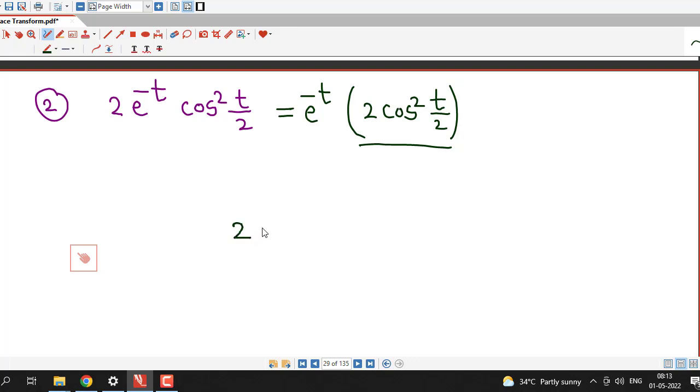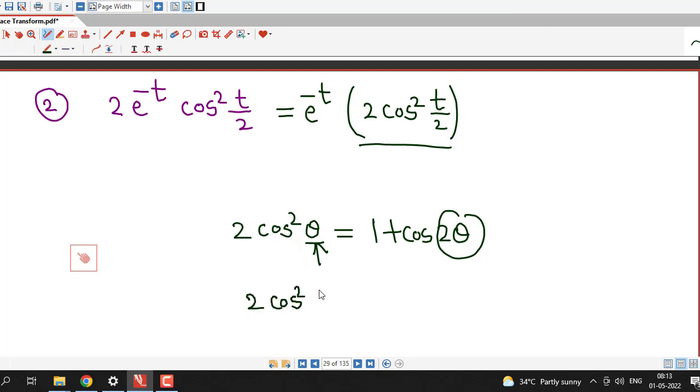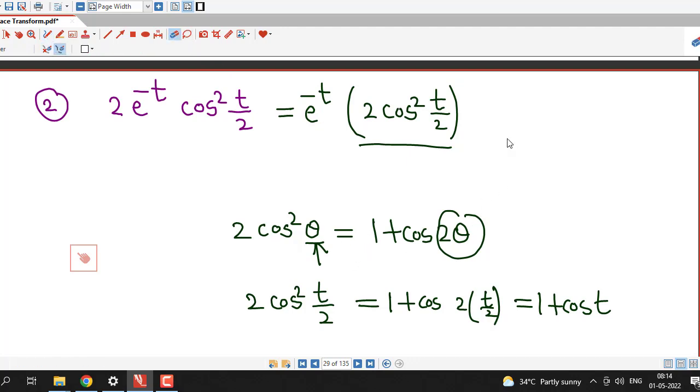For that we recall this formula. We know that 2 cos square theta is given by 1 plus cos 2 theta. So whatever angle is here, we have to double it. Here the angle is t by 2. Therefore if we replace theta by t by 2, this is 1 plus cosine of 2 times t by 2, that is 1 plus cos t. So we will replace 2 cos square t by 2 by 1 plus cos t.